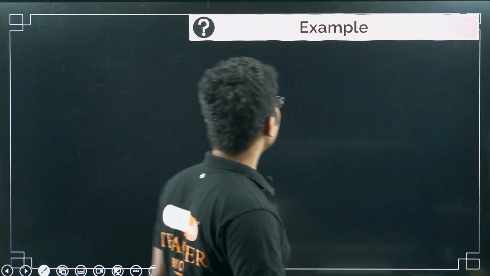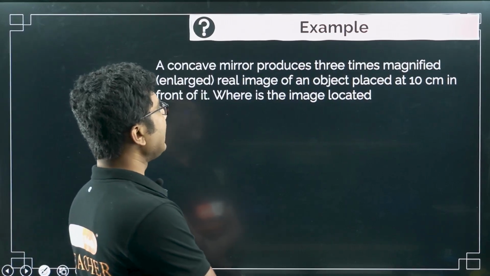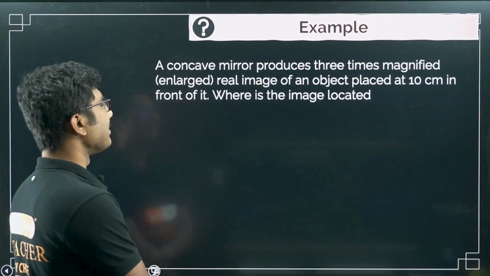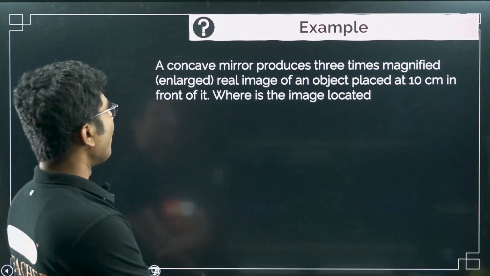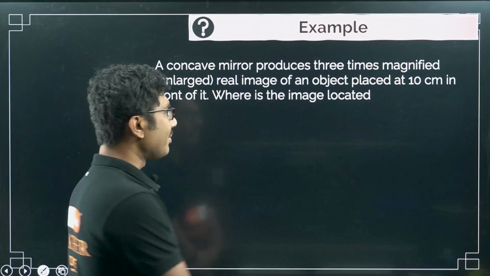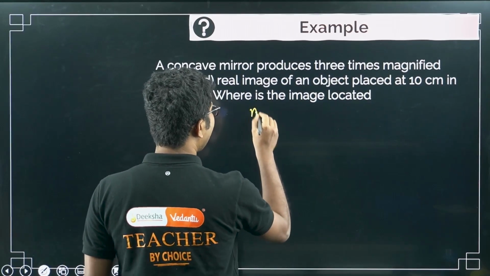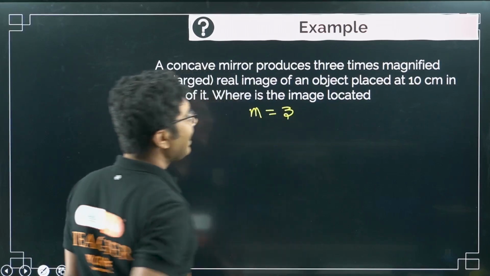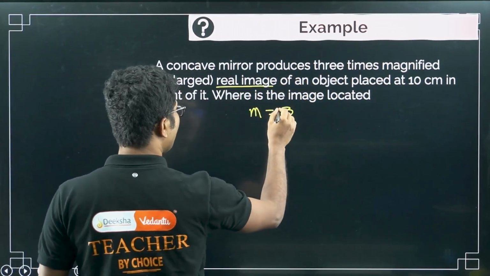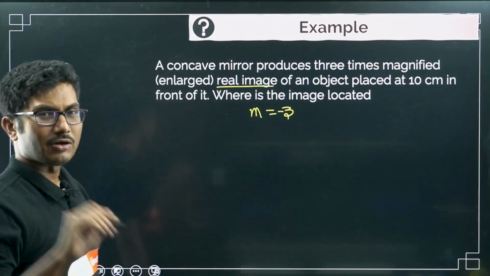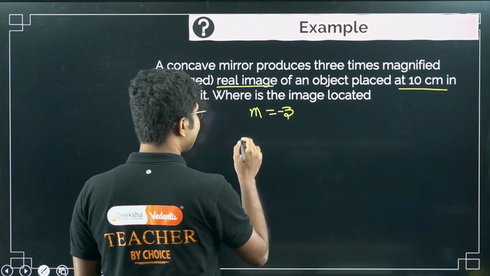Okay, now let's move on to an example problem. A concave mirror produces 3 times magnified real image of an object placed at 10 cm in front of it. Where is the image located? A small problem, 2 marks problem. So the magnification is given by 3. Now, 3 times magnified real image, they have mentioned real image, so real image means it will be -3 always. And the object is placed at 10 cm.